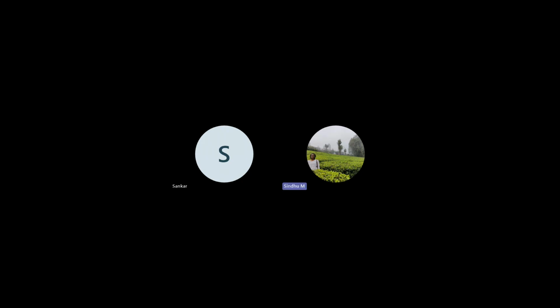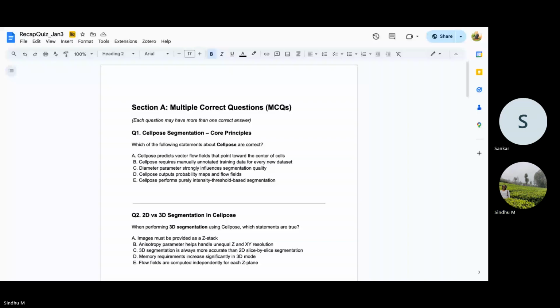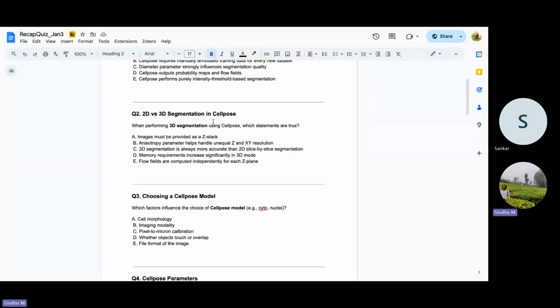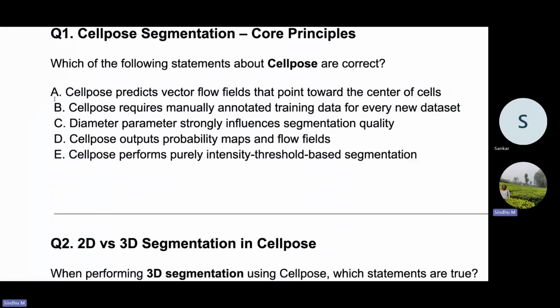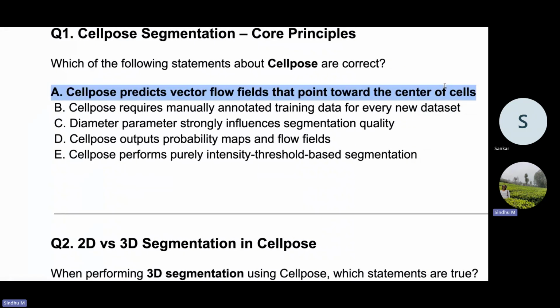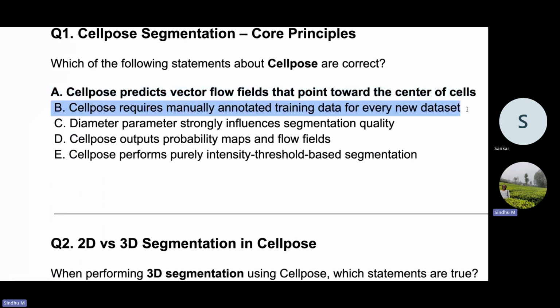So the recap quiz is mostly on cellpose and some questions on some earlier lectures. Most of these questions are similar to what we covered in last week's recap quiz. First question is, which of the following statements about cellpose are correct? Cellpose predicts vector fields, which is true. Those are the flow fields that you get. And cellpose requires manually annotated training data for every new data set. That's not true. There are already models that come with cellpose, which work for different types of data sets.